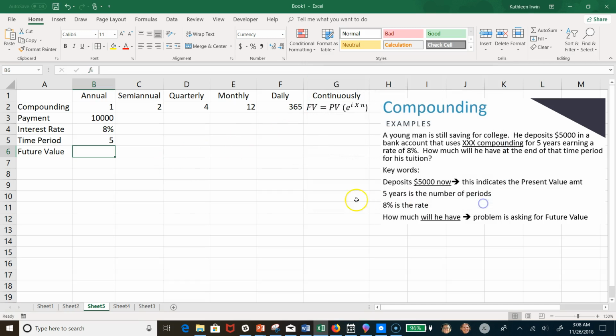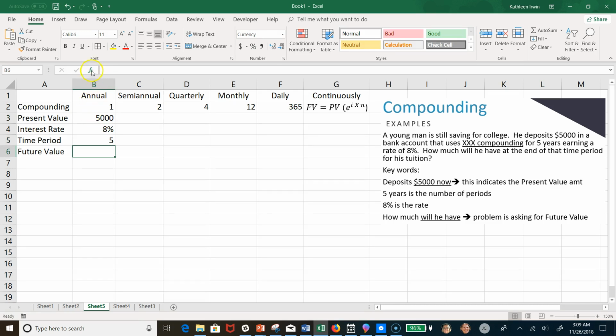I do see an error here. Let's go back up here. We need to put present value here. I copied this over from a previous problem. Okay, so this is $5,000 and this is 8%, 5 years. Okay, so I think we've got it all in there now.